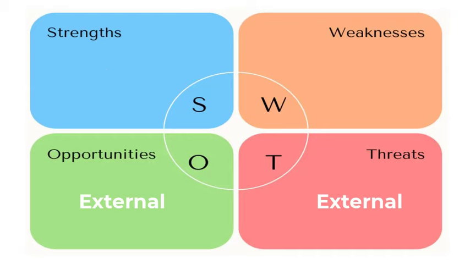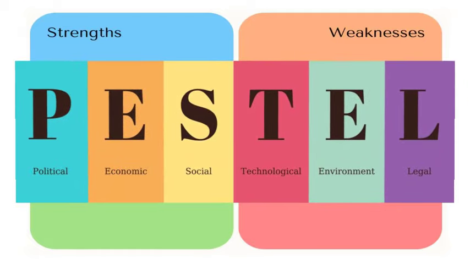So in most cases you would actually conduct a PESTEL analysis before doing this. PESTEL is an acronym for political, economic, social, technological, environmental and legal, and basically these factors accumulate the external environment. Based on the findings from your PESTEL analysis, this will then go into the opportunities and threats of your SWOT analysis.